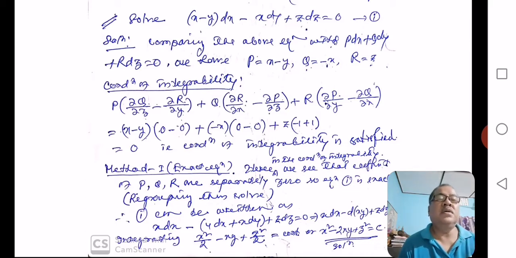Since the total differential equation here is an exact differential equation, simply we have to regroup it, and after that we can solve it very easily. If we expand the differential equation, then we can write this as x dx minus y dx minus x dy plus z dz is equal to 0. Now we can regroup the second and third terms. Regrouping the second and third terms, we can write x dx minus d of xy plus z dz is equal to 0. Integrating, we can find the solution of the differential equation very easily. Thank you so much.